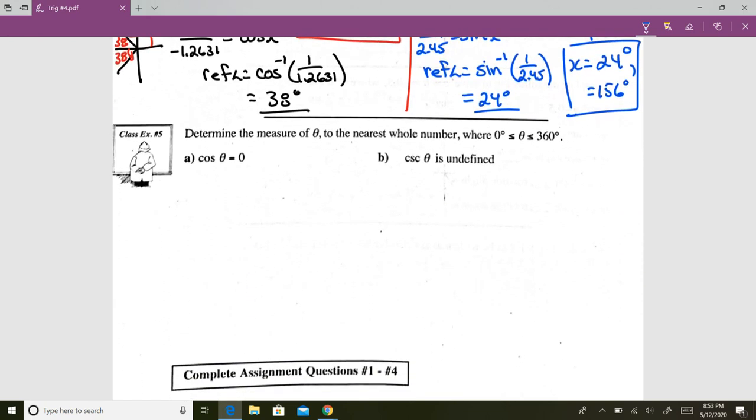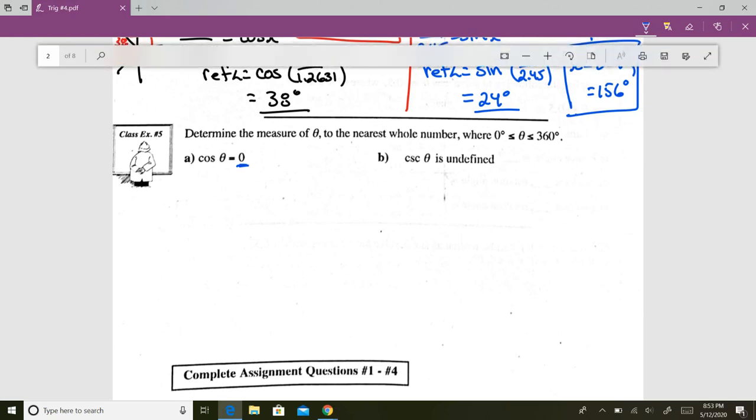Okay, now there's a couple of tricky ones. When there's 0 and undefined. So the 0 one, we're going to do it this way right now, but when we learn the cos graphs, you'll see that this is even easier once you know the cos graphs. So cosine theta is 0, right? 0 is neither positive or negative, so we don't know which quadrants we're in. So what we do is we find the reference angle. That's going to be cos minus 1 of 0. Now, if you put that in your calculator, you're going to get 90 degrees.